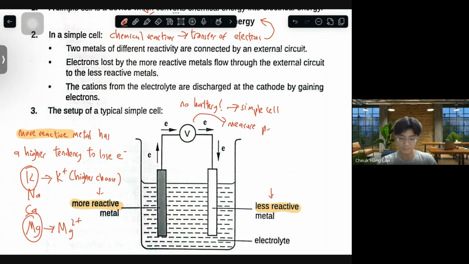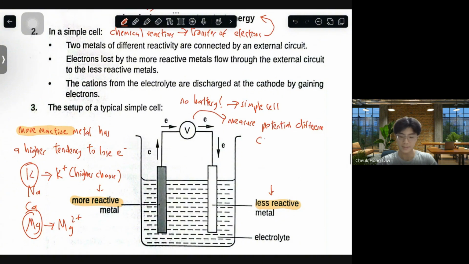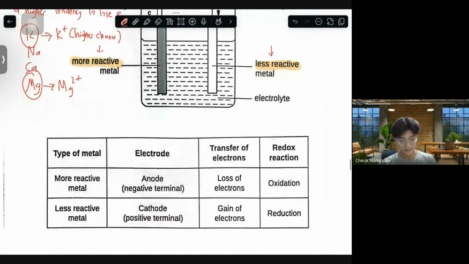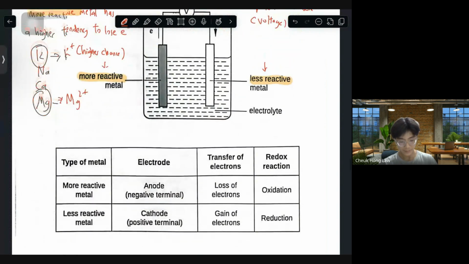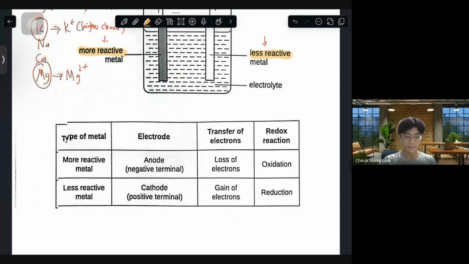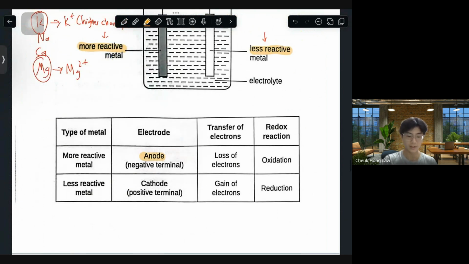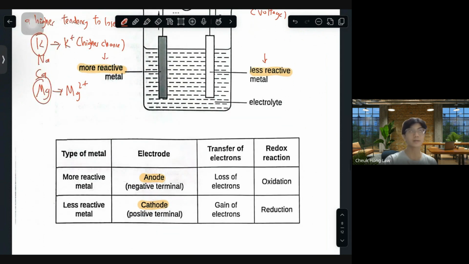Measure the potential difference. If you don't take physics, potential difference is basically the voltage, the amount of electricity. Now it's slightly different. Your more reactive metal is the anode and the less reactive metal is the cathode. Since electrons transfer from negative terminal to positive terminal, your anode is negative, then your cathode is positive.